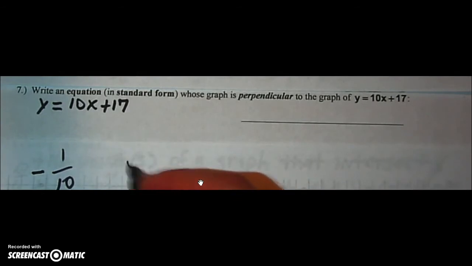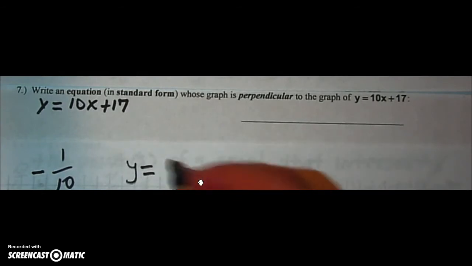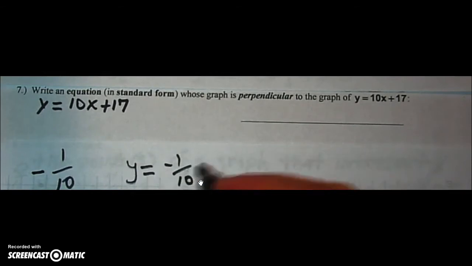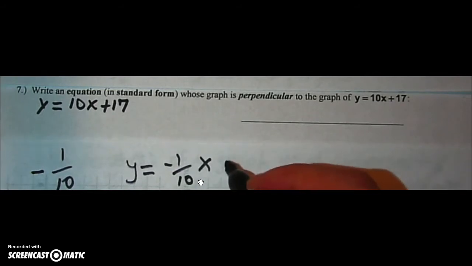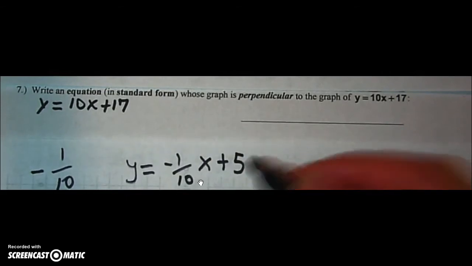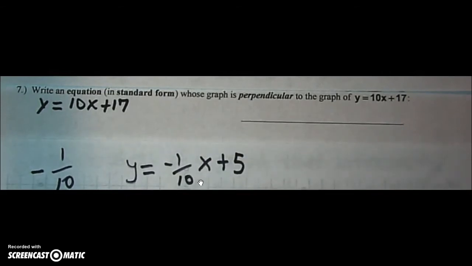Well, let's start by writing it in slope-intercept form. Do it a little bit different this time. So -1/10x, and then we'll just give it an intercept. Let's do 5. Why not? Okay. Now, right now that's in slope-intercept form. We want to rewrite it in standard form.